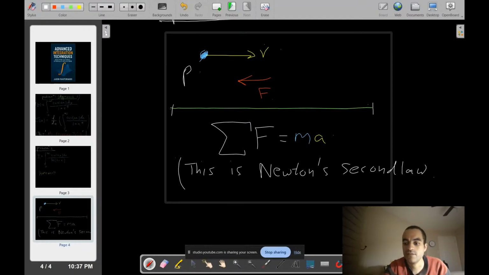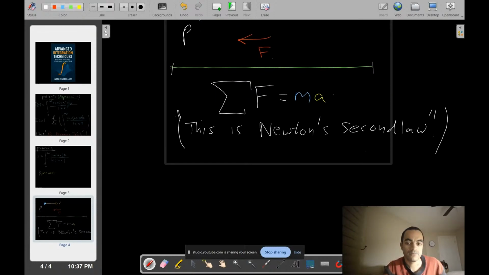Now, another thing too is that since we know that we're dealing with a differential equation model, I want to use blue and green. I'll use green here. So sum of all forces, right? Sum of all forces is equal to ma.